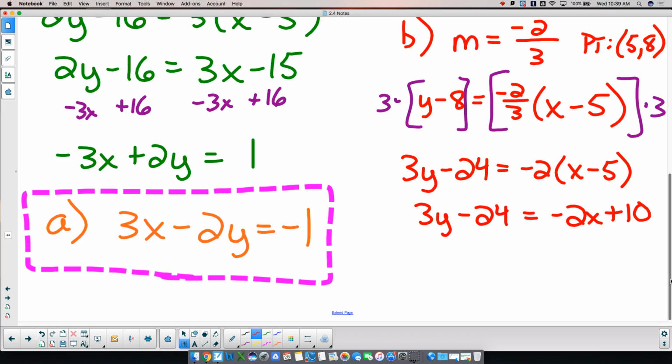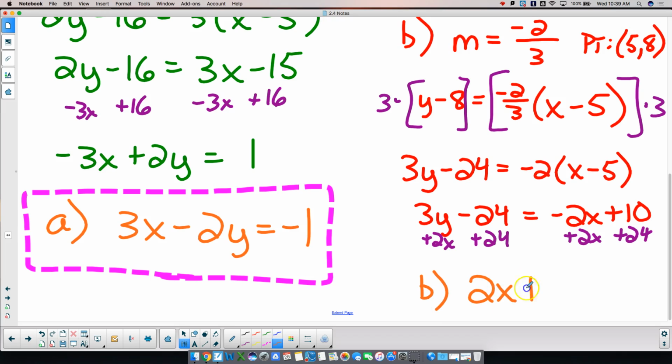Double move again, so I'm going to add 2x, and I'm going to add 24, and that's going to give me my answer to letter B: 2x plus 3y is equal to 34.